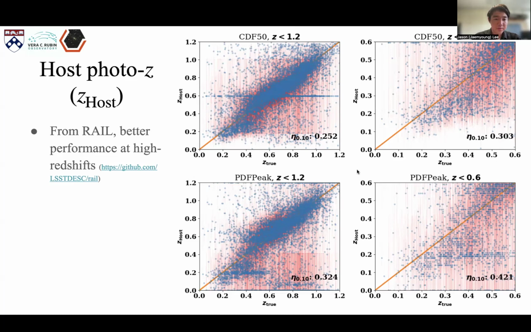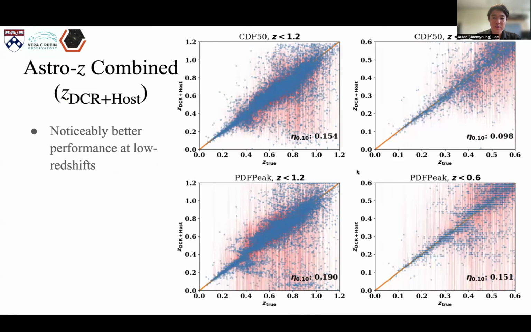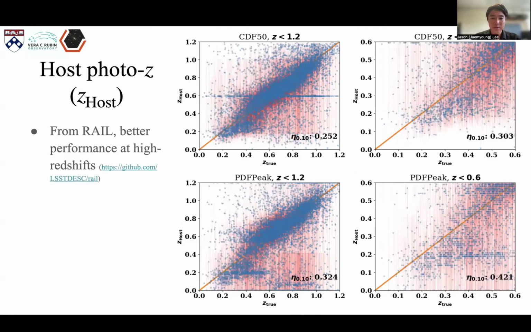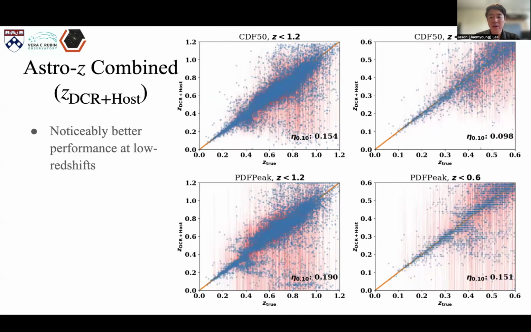Now, when we combine the two, this is what it looks like. So again, C host, then CDCR plus host. And you can see that the estimates have become considerably tighter, especially at the lower redshifts.